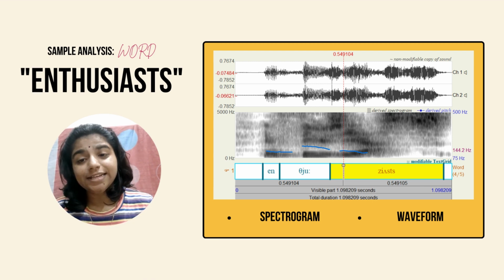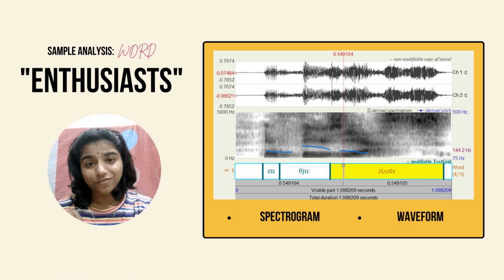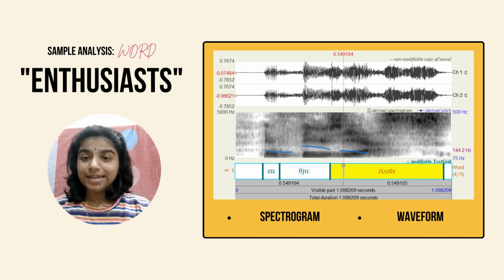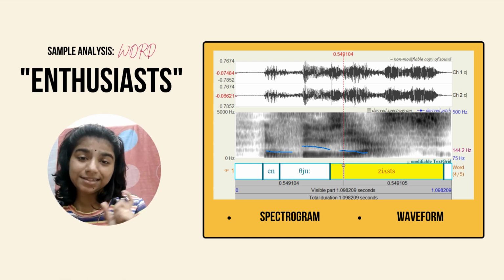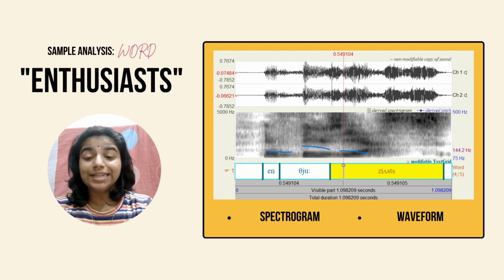I'll be talking about the word enthusiast and its pronouncing waveform. First, the spectrogram we have highlighted is for the vowel and consonant. The top waveform is for the consonant and the below one is for the vowel. Now, in the word enthusiast, the Z sound is the one at the top of the spectrogram in the very beginning, and it goes down a bit.